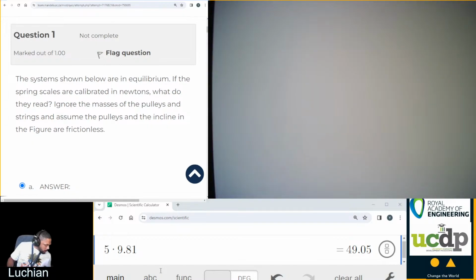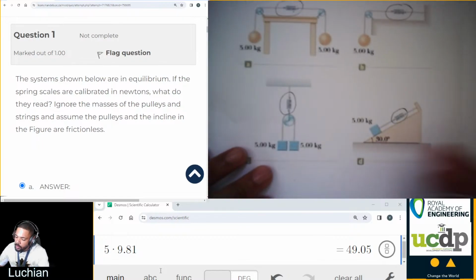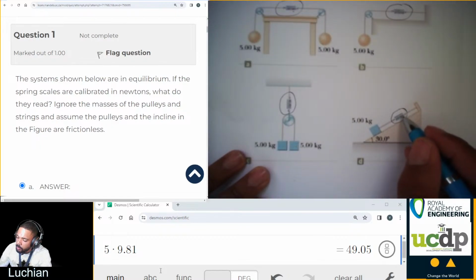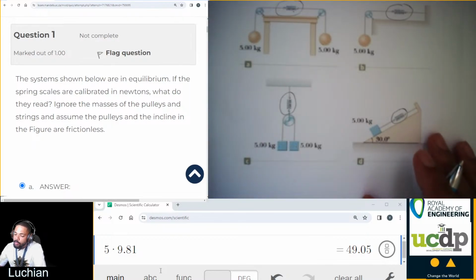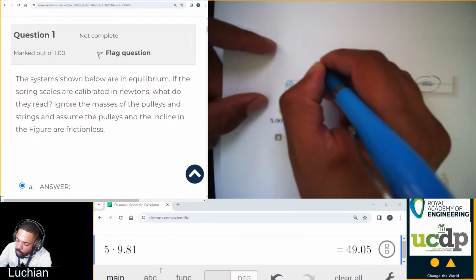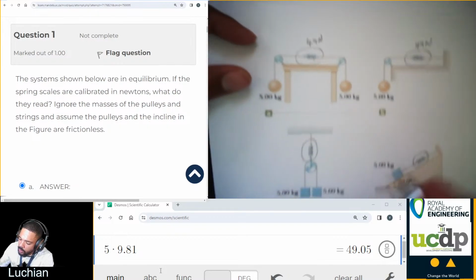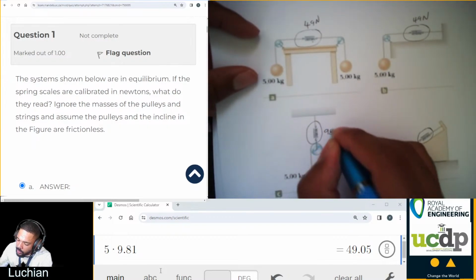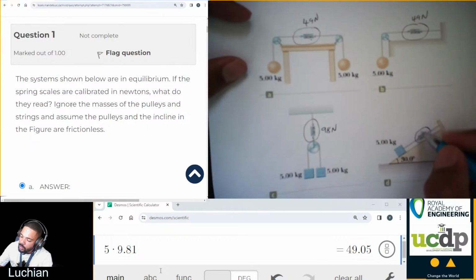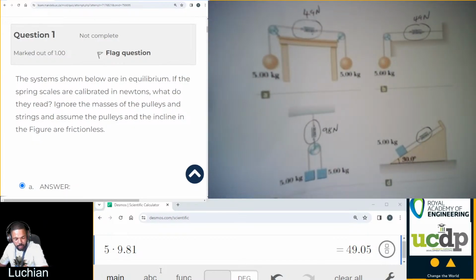Okay, so the final situation, the incline. Now we have determined that this one is 49 newtons, that one is 49 newtons, and this one is 98 newtons. We now need to determine what the value is there.